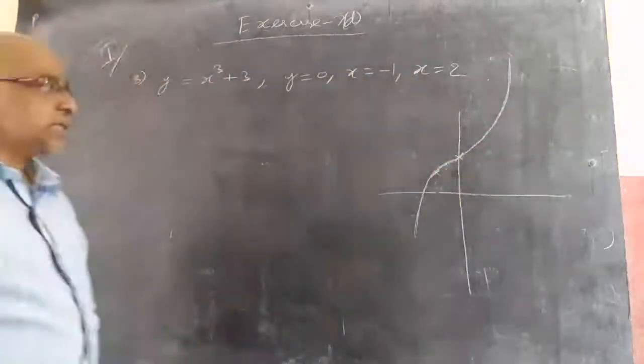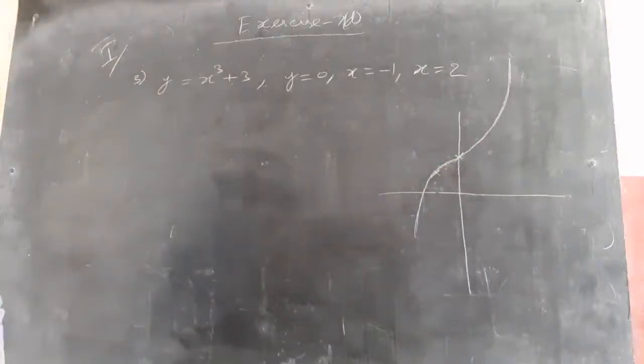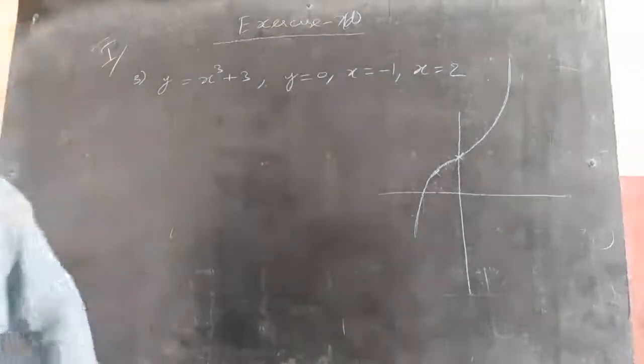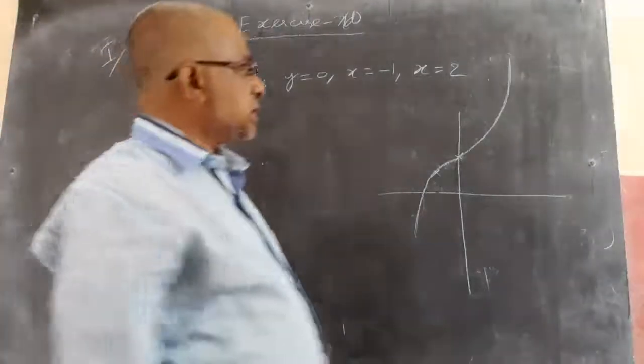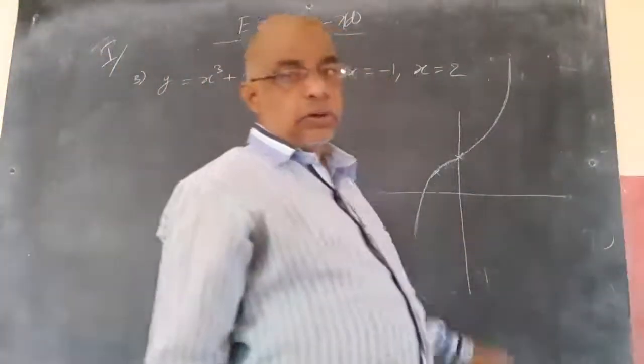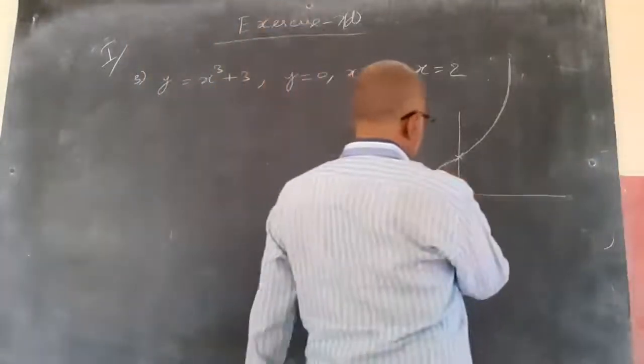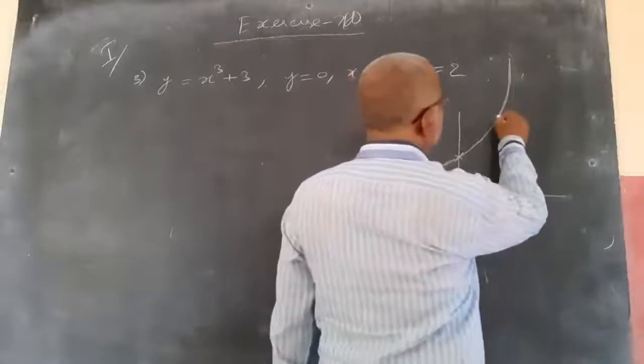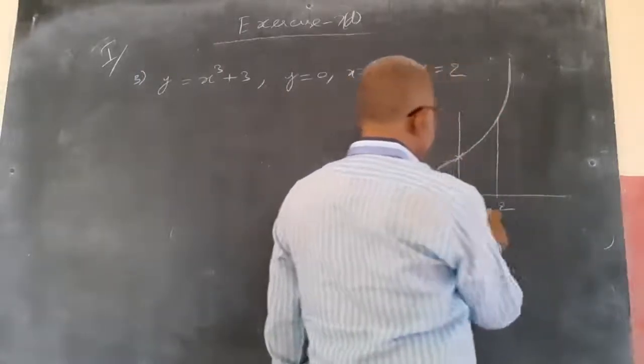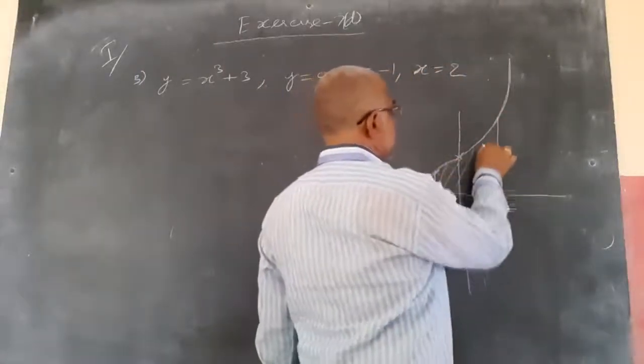The curve y equal to x cube plus 3 will be like this. It's increasing as well as decreasing like this. This is the curve of y equal to x cube plus 3. He is asking between the limits minus 1 to 2. Here this is minus 1 and here somewhere 2 actually. Now between these two is asking. So this area I want.